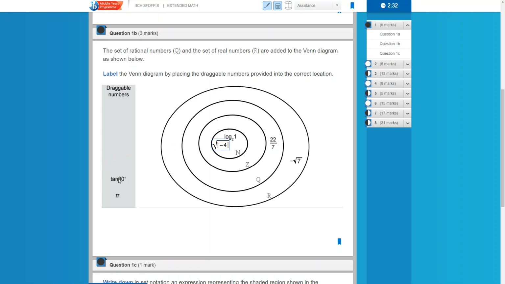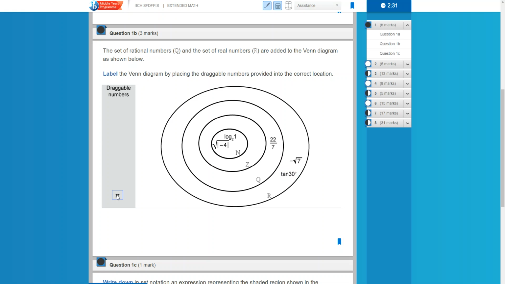Tan of 30, this is one that you need to remember from your exact values. Tan of 30. Okay, so which triangle are you thinking of? 30 and 60, which has got a 1 on the bottom, 2, root 3. So tan of 30, opposite over adjacent, which is root 3 over 2? Right, good. So is that real, or is it a rational number, root 3 over 2? It's a fraction, but is root 3 a rational number? No, it's real. So it's real, okay?